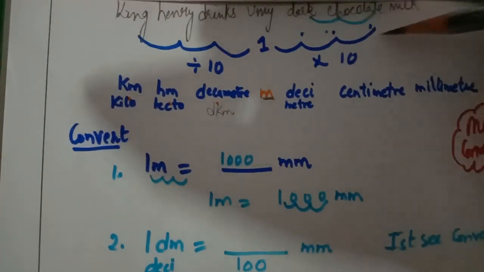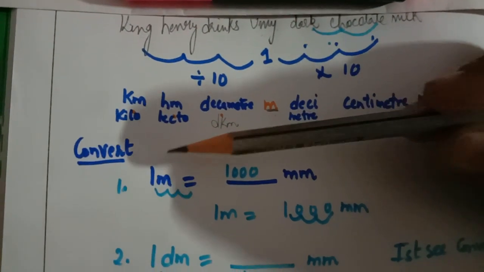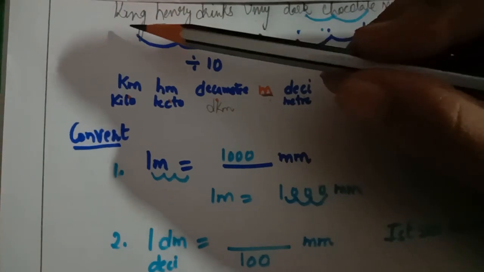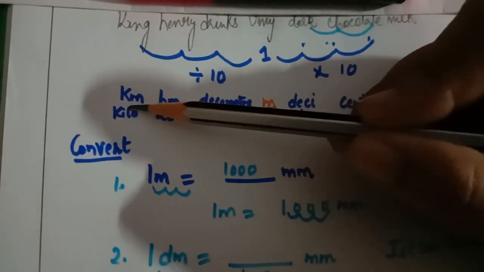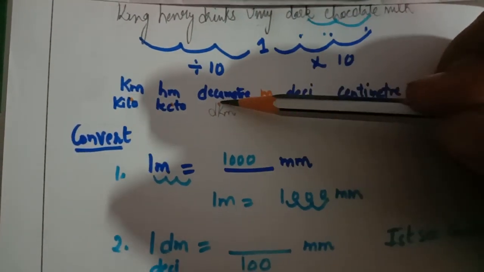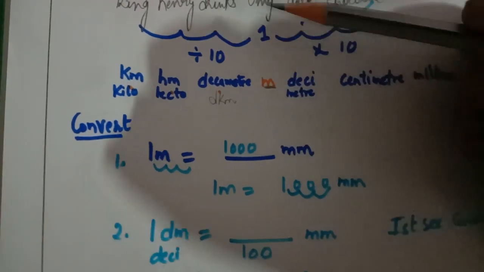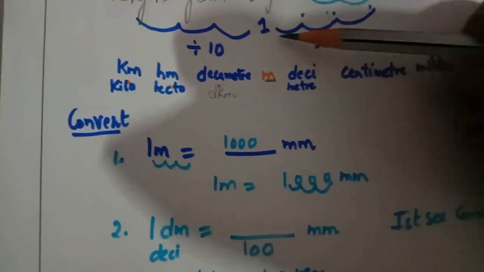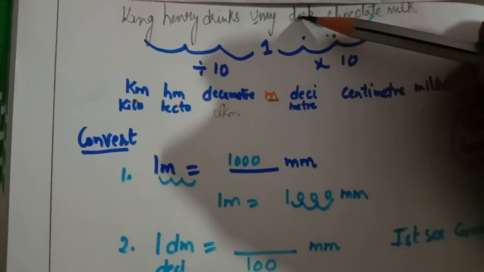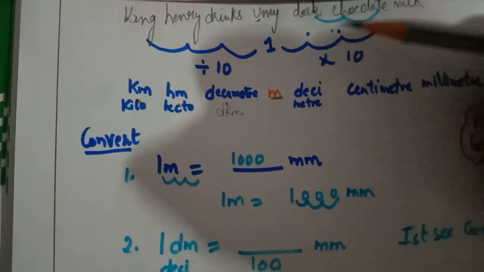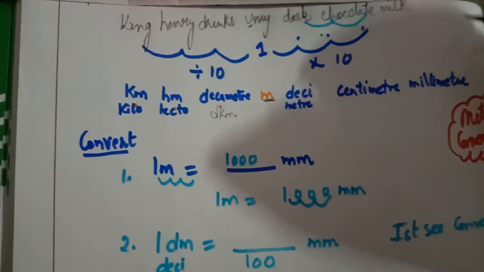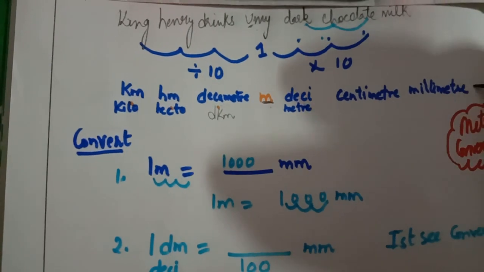So by remembering this line you can learn this, and then you can write the first initial of all the words. King, the K refers to kilometer, H is hectometer, and D is decameter. Decameter is written as DAM, and this U represents the basic unit, meter, and every conversion is done from meter, and this D represents the decimeter, and this C represents the centimeter, and M represents the millimeter. So by remembering this line you can easily learn this.